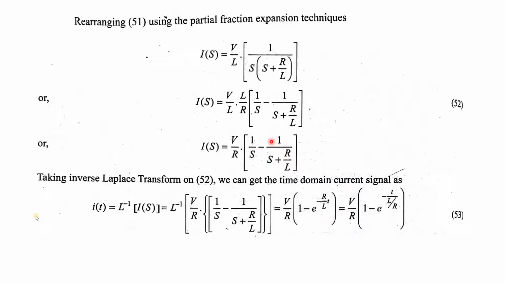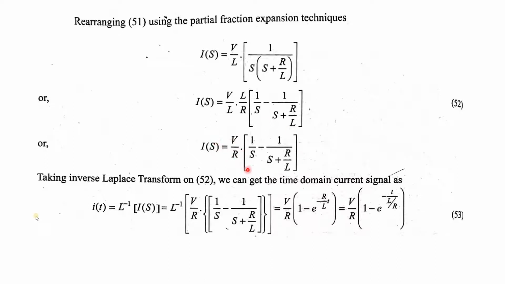Why? Because we are representing it as a first order system. You can ask why we are writing in this form. We can directly write 1 by S square plus R by L S. We can write that, but in this case we want to represent it as a first order system, because it will be easier for us to find the inverse Laplace. That is why we have represented it as a first order system.